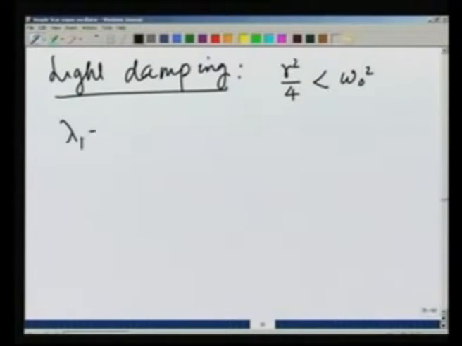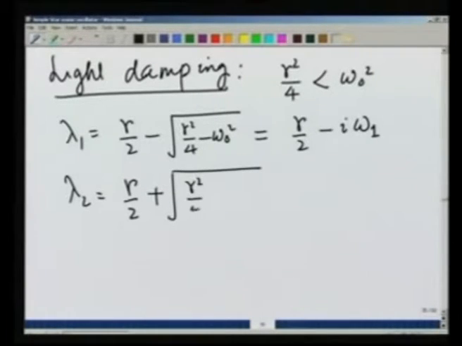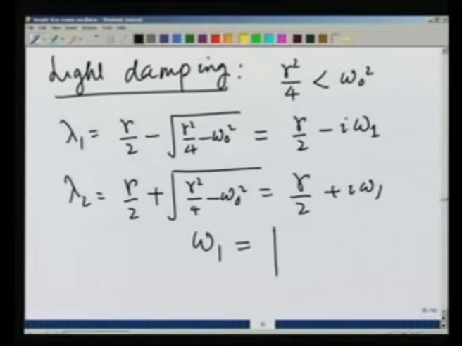So that lambda 1, which was gamma over 2 minus square root of gamma square over 4 minus omega 0 square, can be written as gamma over 2 minus i omega 1, and lambda 2, which is gamma over 2 plus square root of gamma square over 4 minus omega 0 square, can be written as gamma over 2 plus i omega 1, where omega 1 is equal to square root of omega naught square minus gamma square over 4, less than omega 0.